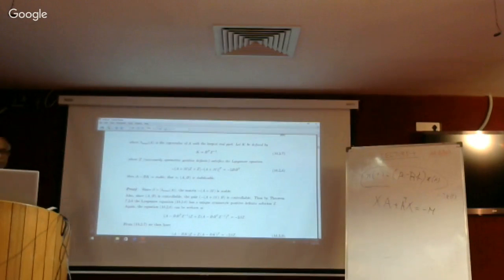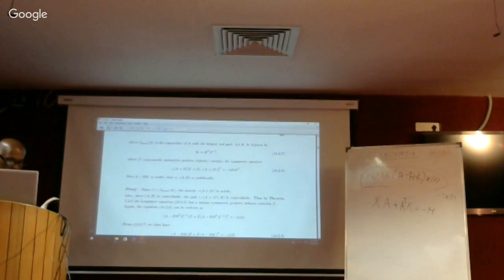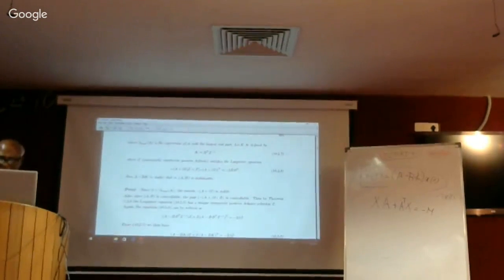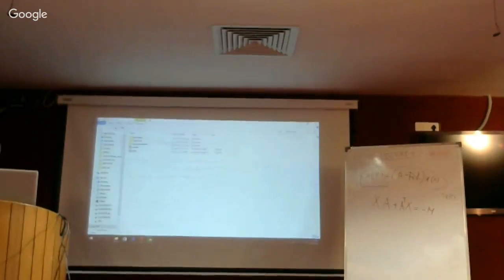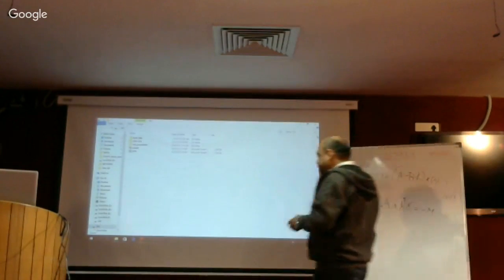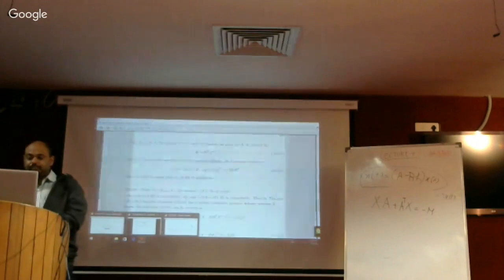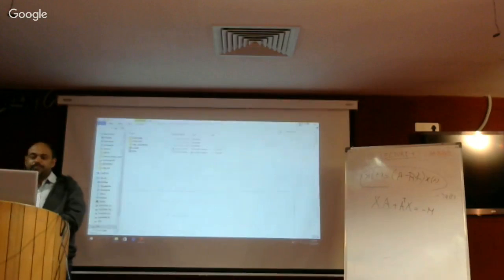Theorem 7.2.7. It says, the theorem says, if A is a stable matrix, and the Lyapunov matrix equation of the form AX plus XA transpose equals minus BB transpose.